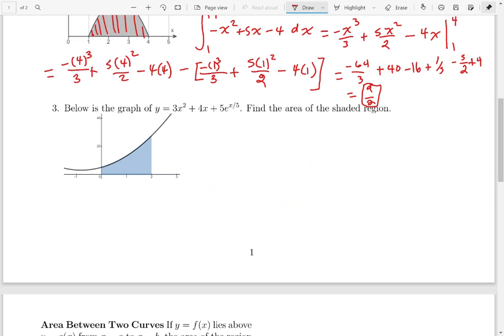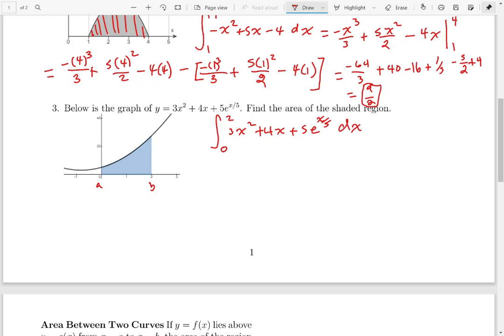So for number 3, let's suppose that this graph that is drawn here is the graph 3x squared plus 4x plus 5 times e to the x over 5. We want to find the area of that shaded region. Recognize that the shaded region is bound between 0 and 2. So we're going to take the definite integral from 0 to 2 of 3x squared plus 4x plus 5 times e to the x over 5 dx.